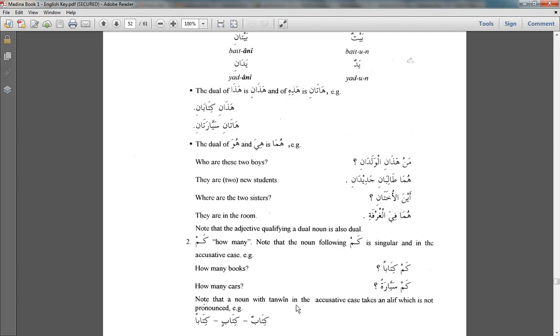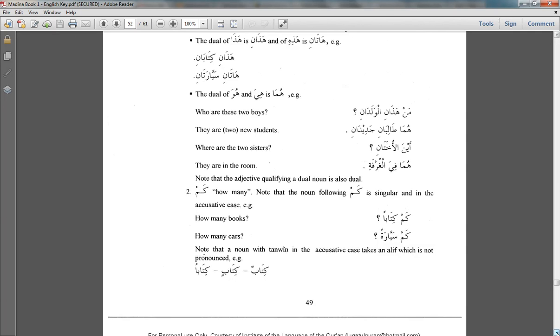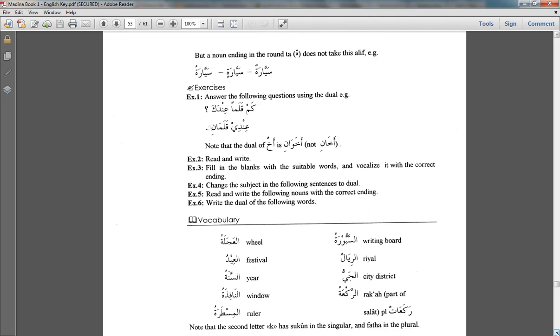Note that a noun with tanween in the accusative case takes an alif which is not pronounced. For example, kitabun, kitabin, kitaban. So the ban, it takes an alif and it is actually pronounced when you stop on it, kitaba. Okay, but not in general reading. But a noun in the round ta does not take this alif. For example, sayyaratun, sayyaratin, sayyaratan. So there's no alif at the end of this noun.